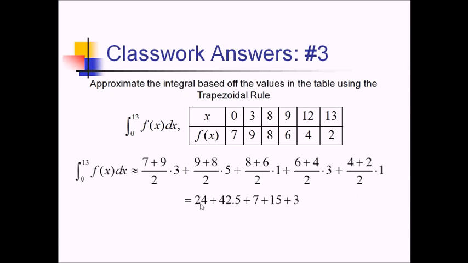So we've got 24. I'm just going to add everything except this decimal first. So we've got 24 plus 7 is 31, plus 15 is going to be 46, plus 3 is 49. Now we'll add this in here. That's going to be 91.5. Yep, there we go.